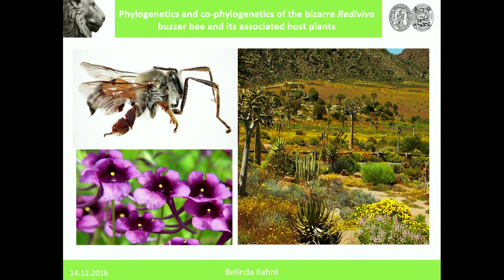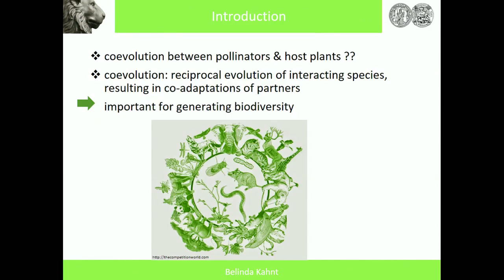Thank you for coming to my talk, which is about the phylogenetics and co-phylogenetics of a South African bee genus and its host plant. So we all know that bees are really important pollinators, but so far it's not well understood to what extent there has been coevolution between pollinators and their host plants. When I say coevolution, I mean the reciprocal evolution of interacting species, which generally results in co-adaptation of both interaction partners. And this is also a really important process for generating the biodiversity that we see on Earth.